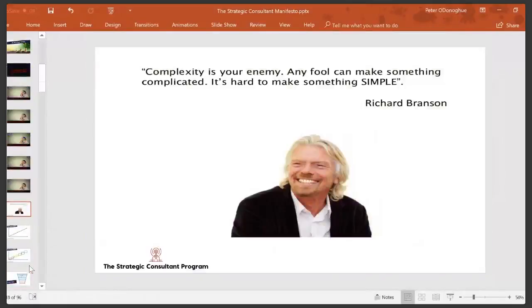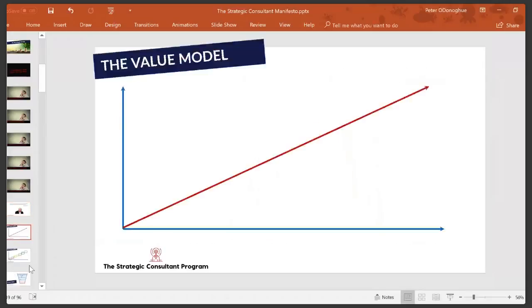Look, the model I'm going to show you, I believe there's many people that I look to as kind of mentors, actually not Richard Branson so much, but one of his great sayings is complexity is your enemy. Any fool can make something complicated, but it's hard to make something simple. Another person I do look at as a mentor is a guy called Dan Sullivan, and his phrase is, to scale, we must simplify. So here is the value-based business model.